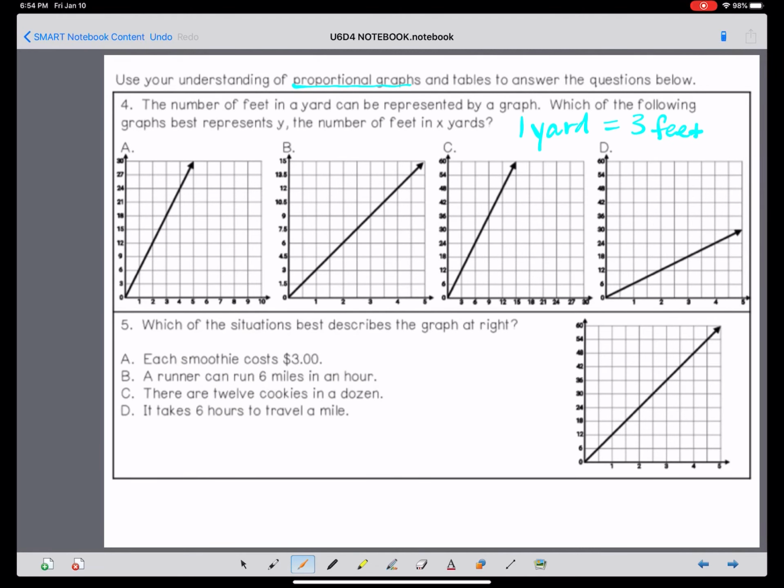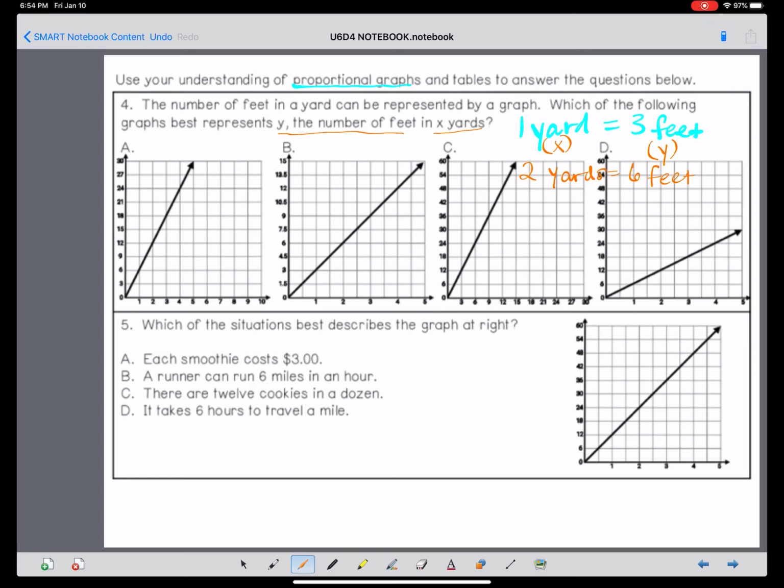And it told us, which of the following graphs best represents y, the number of feet? So feet will be our y value, and yards will be our x value. Let's see how many feet would be in 2 yards. If I had 2 yards, that means I would have twice as many feet, so I would have 6 feet. Let's see if we have a graph that matches that. Let's look for the numbers 1 and 2 for our x values and see if they match up with 3 and 6.